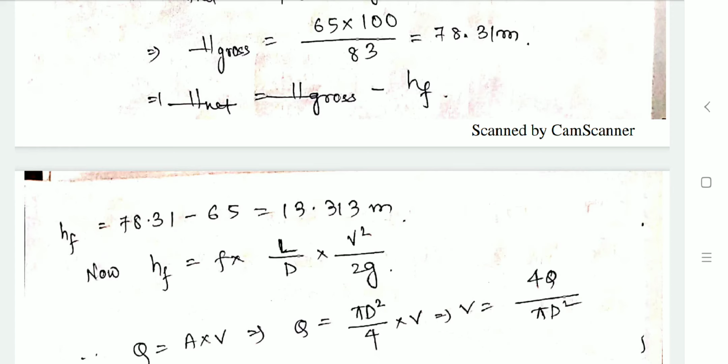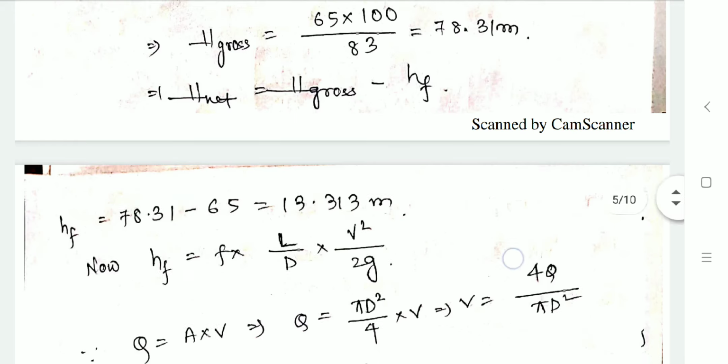Now from Darcy-Weisbach equation, we know that hf is equal to f into L by d into v square by 2g, where f is Darcy's friction factor, L is the length of the penstock, d is the diameter of the penstock, and v is the velocity of the fluid flow.